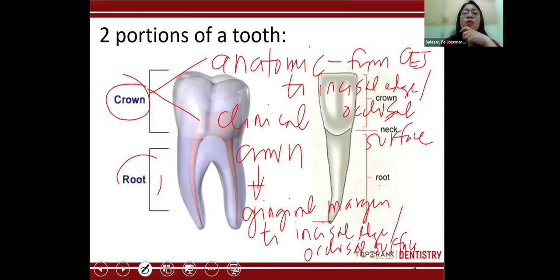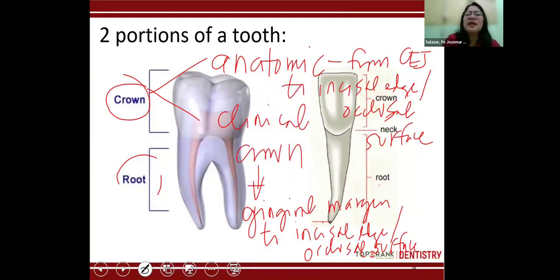Now, on what type of crown can you find enamel only? Enamel only is found on anatomic or clinical crown. Which one?